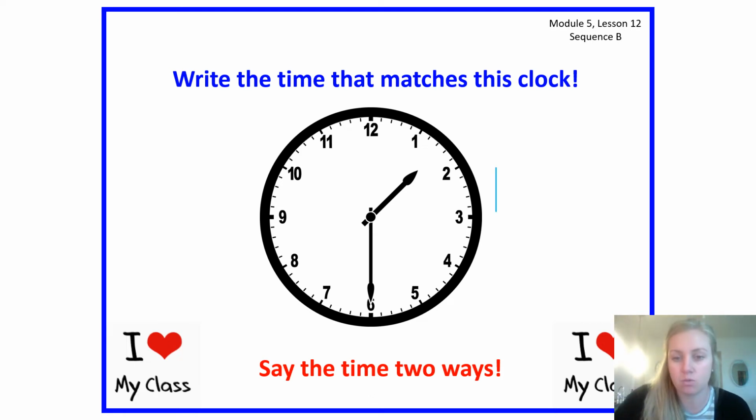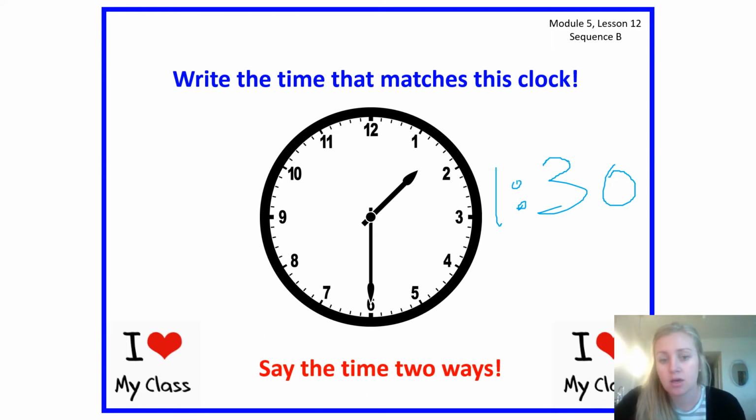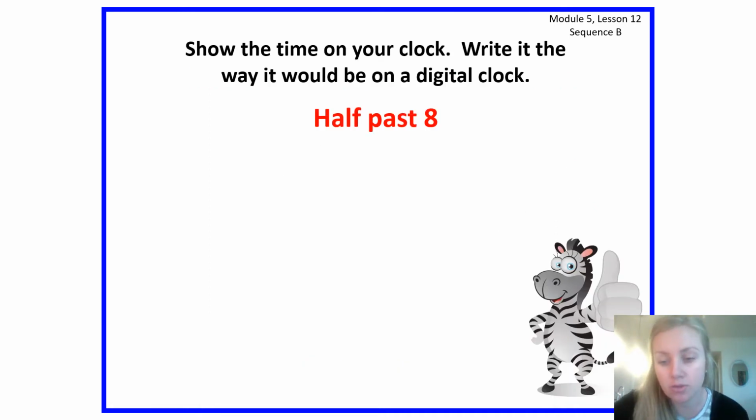5, 4, 3, 2, 1. If you wrote down 1:30, say, oh yeah. What's another way I can say 1:30? Yes, half past 1. 1:30 because the minute hand is halfway around the clock. The hour hand has not made it to 2 yet. It's still in the middle of 1 and 2. It's 1:30 or half past 1.